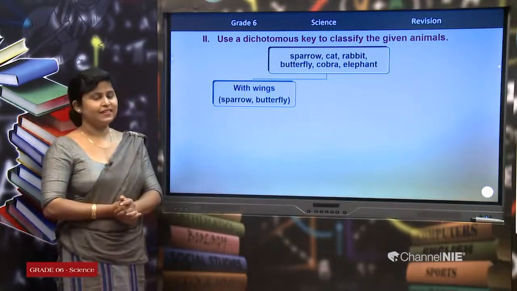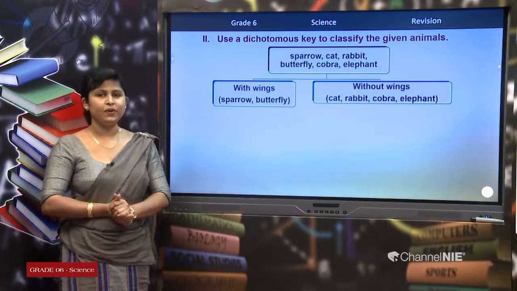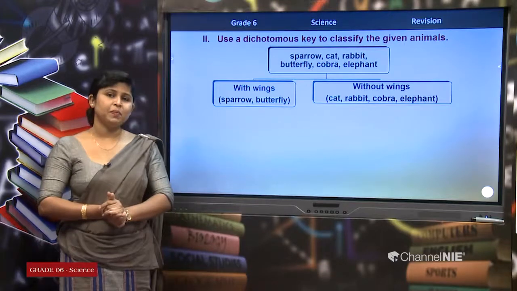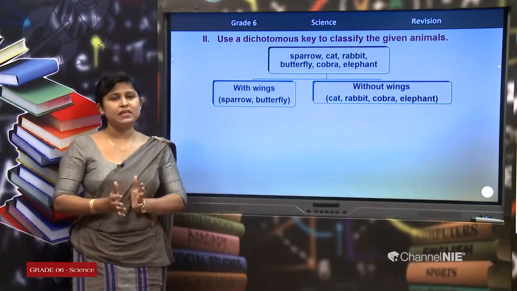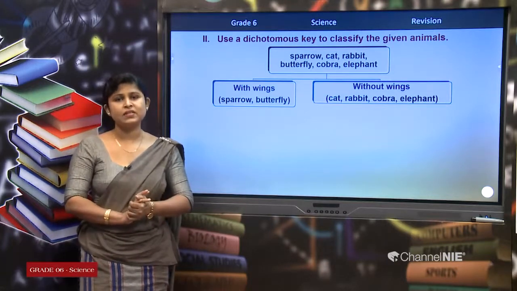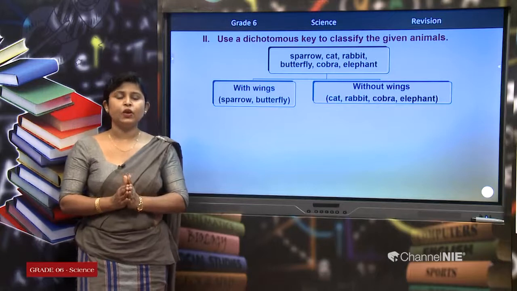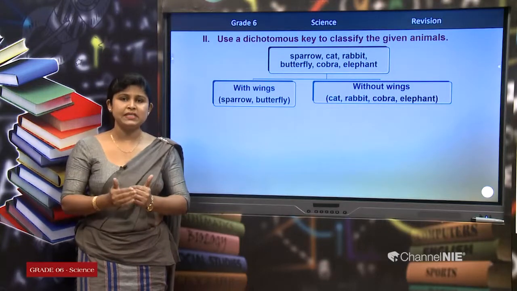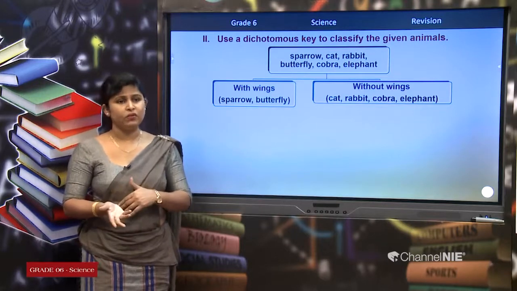With wings and without wings. I think you can remember when I was explaining about the dichotomous keys, I told you about the presence and absence of a characteristic feature. Right? So, when we construct the dichotomous key, we have to think about the presence and absence of the feature. With wings, without wings, right?